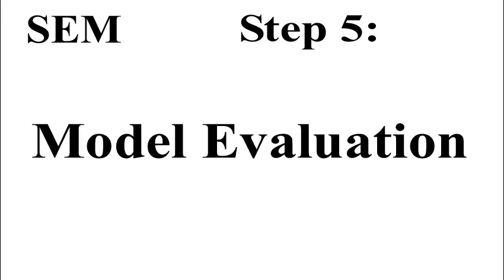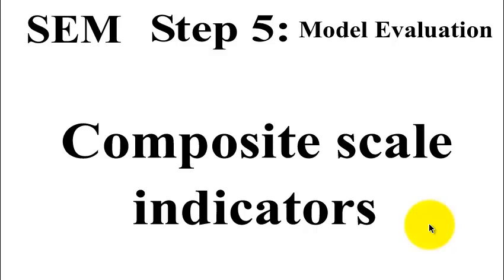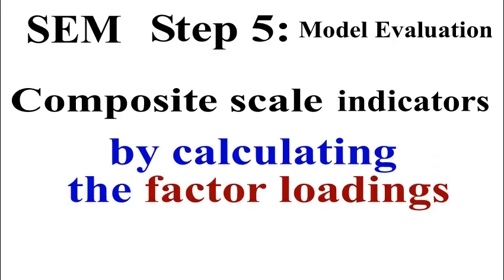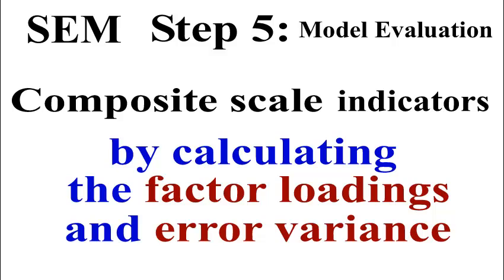Now it's time to move on to model evaluation. What we're going to do is look at the composite scale indicators and use them to analyze the structural model. And how we're going to do that is we're going to calculate the factor loadings, which are the items and how they load onto each construct. And we're also going to look at the error variance.